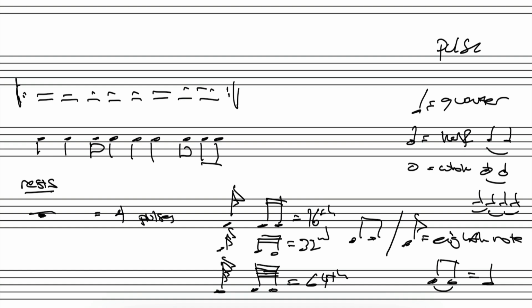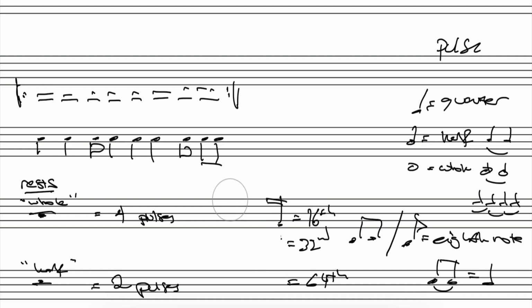A half rest, which is the same symbol, but flipped upwards like a hat, is the same as a half note, which is 2 pulses. We'll say whole, this is half. A quarter rest, which is this complicated shape, starting on the second line, coming to the rest there, and curving back around, is 1 pulse, and this is a quarter. An eighth rest is a half of a pulse.